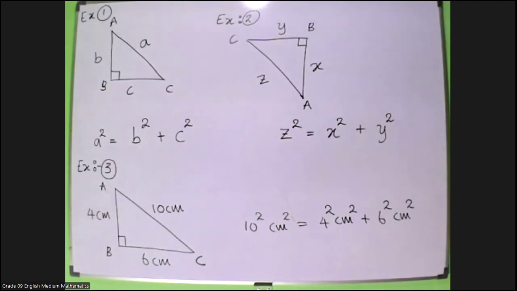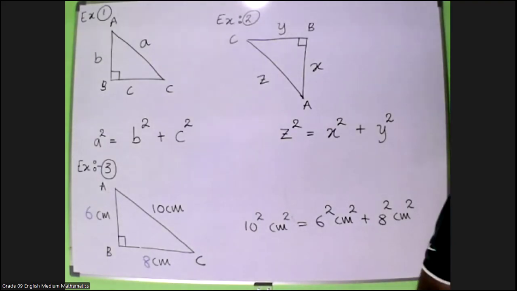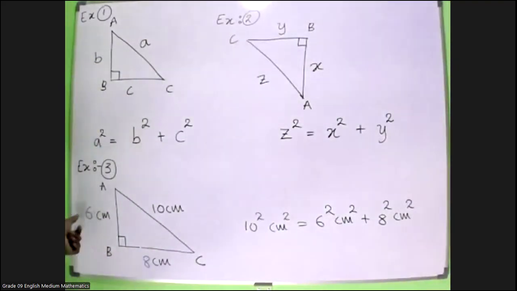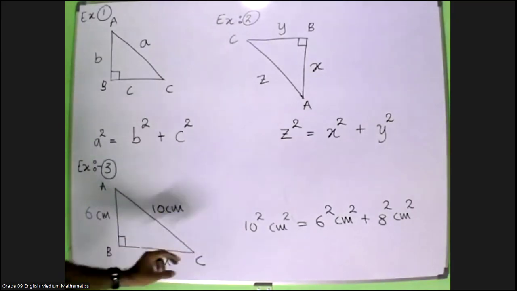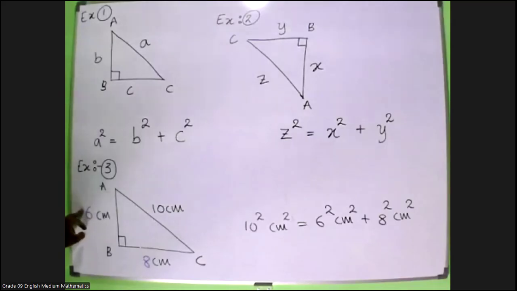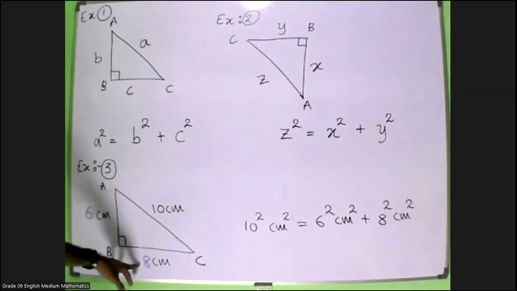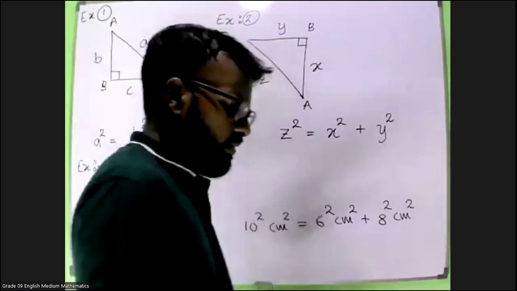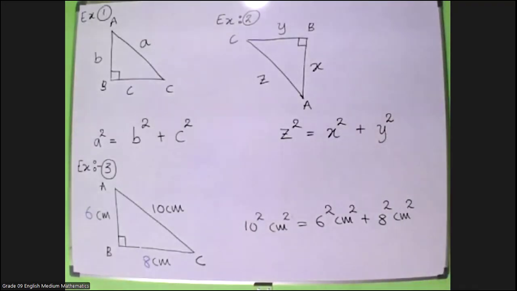I have changed the length of this side and this side to 6 and 8. So finished. Okay, correction fixed. Now let's do some examples first.